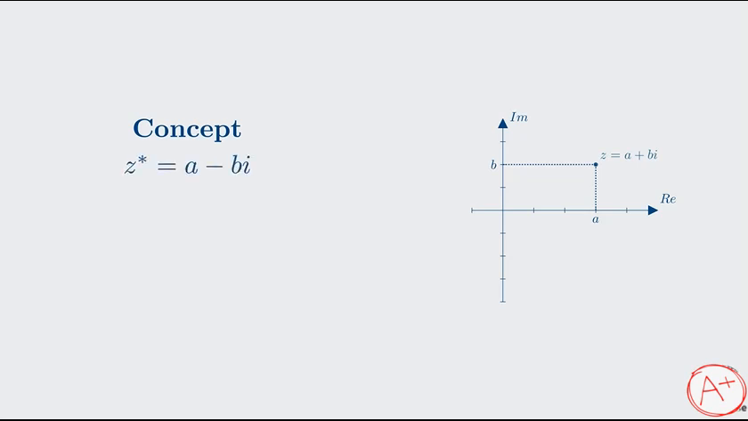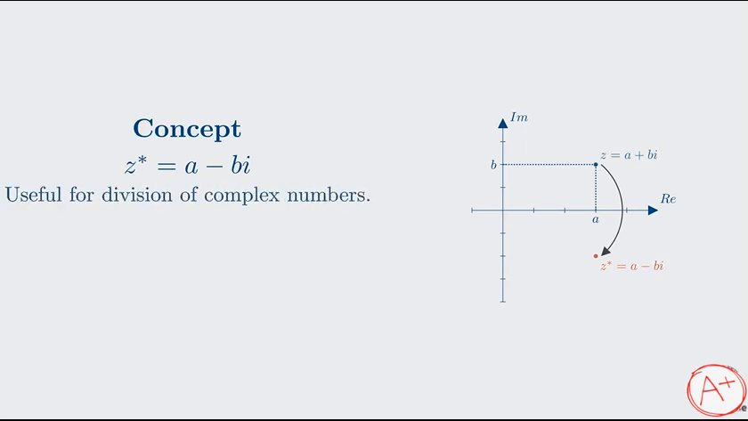Another key concept is the complex conjugate, denoted by z star. To find it, we simply change the sign of the imaginary part. So, if z is a plus bi, then z star is a minus bi. Geometrically, this is a reflection of z in the real axis. This property is particularly useful when dividing complex numbers, as we will see shortly.